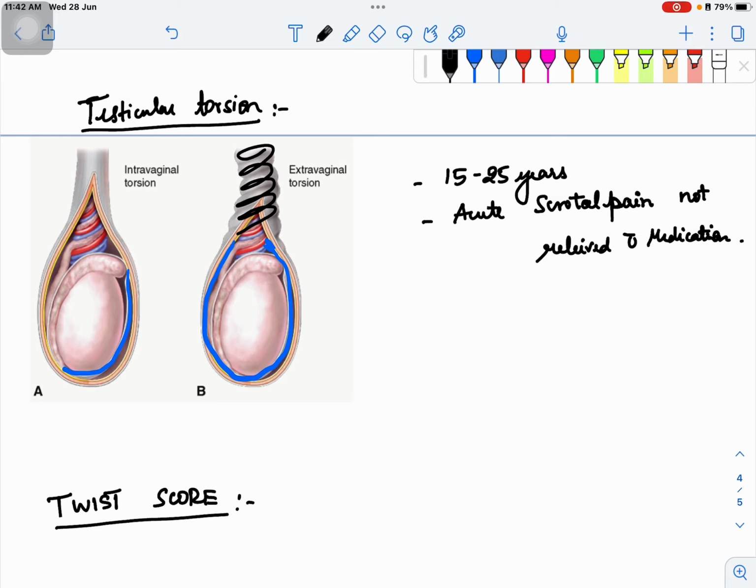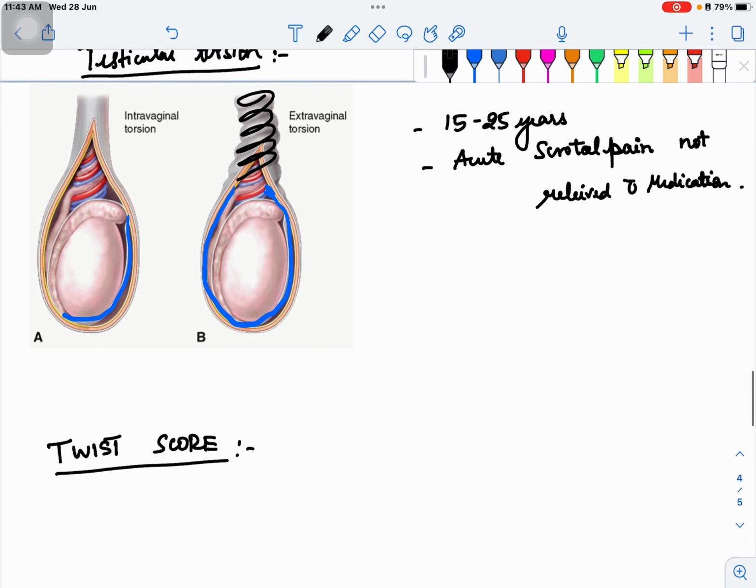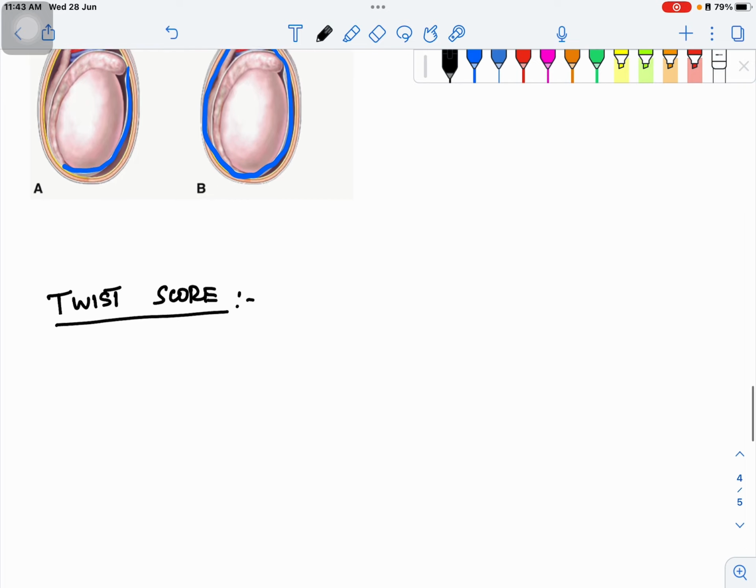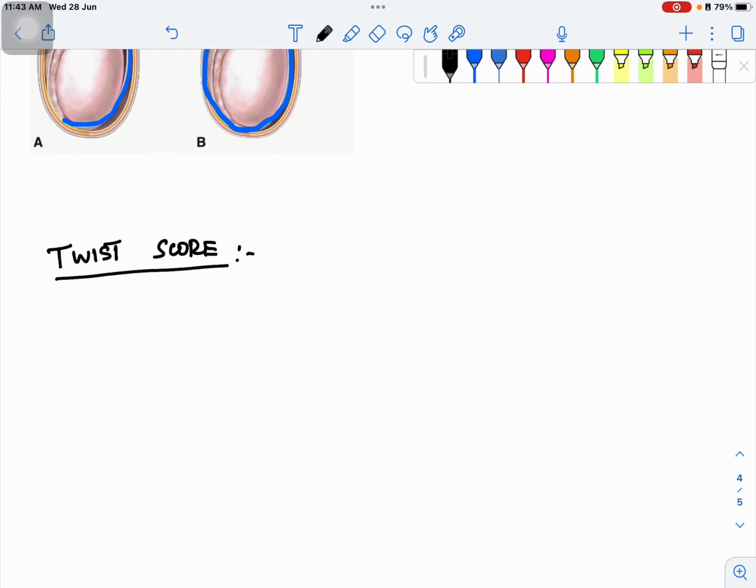In every exam there is one question on testicular torsion, a clinical scenario. They will give a patient or a child who is coming with pain in the scrotal region. So what will you do? They will give the options: scrotal ultrasound, scrotal exploration, observation, analgesics. You have to read the question, understand it, and mark the answer. I will give you one important clue to diagnose these scenarios. There is something called the TWIST score.